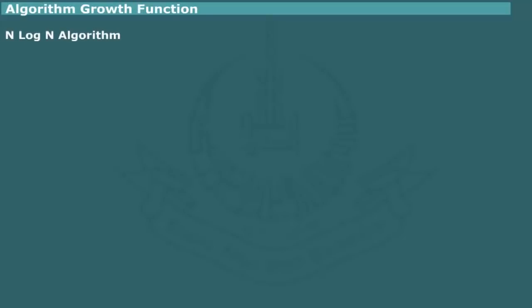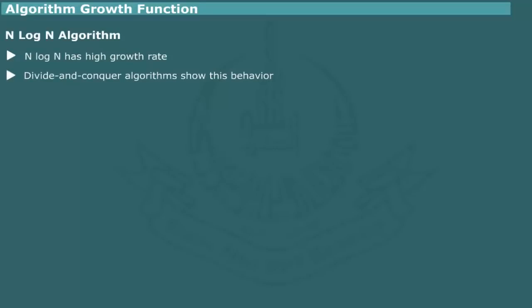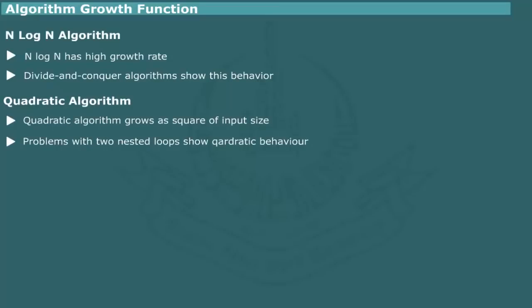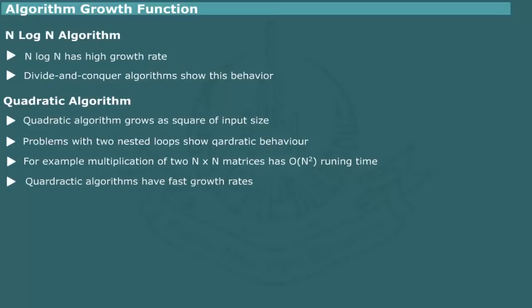N log n. The n log n has a moderately high growth rate. The divide and conquer algorithms generally exhibit this behavior. Quadratic algorithm. The quadratic algorithm grows as the square of the input size. An algorithm with a pair of nested loops shows quadratic behavior. For example, the multiplication of two n by n matrices has O(n squared) runtime. The quadratic algorithm has a fast growth rate.